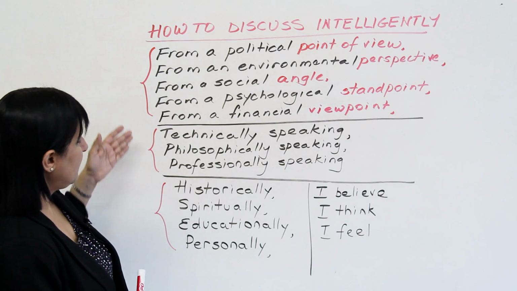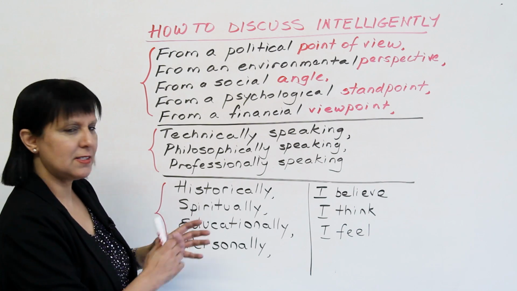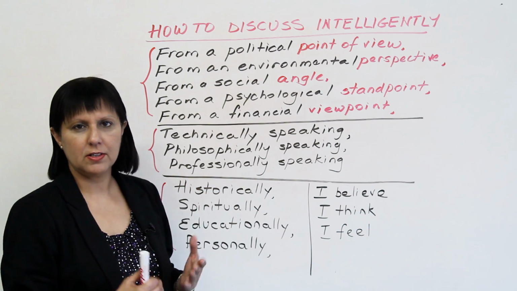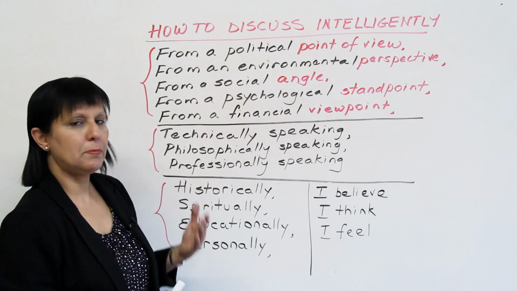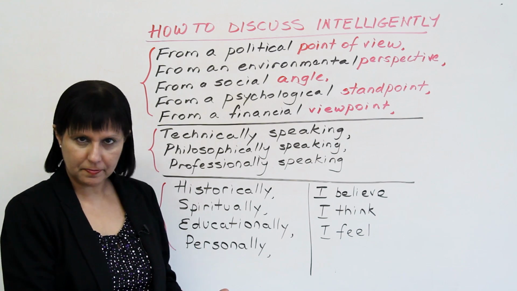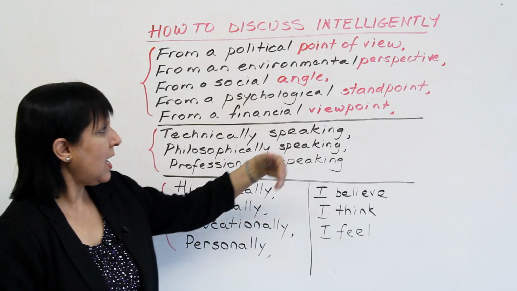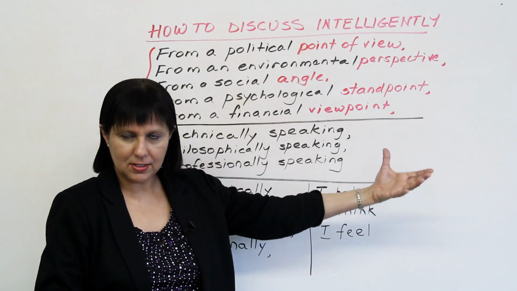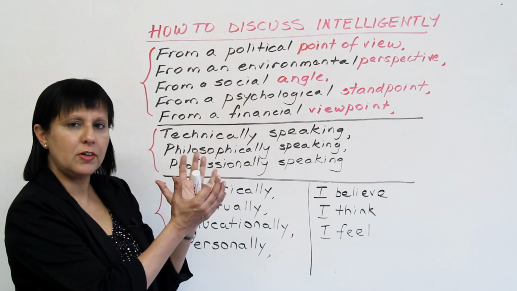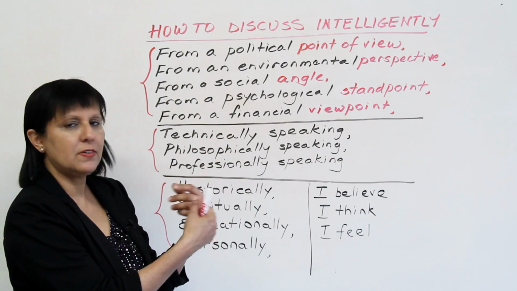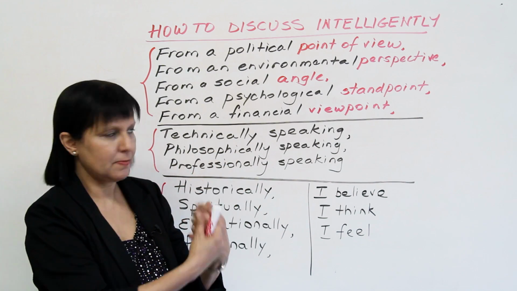Okay, so I've divided them into three areas because they're slightly different in terms of the way they're structured. The first one is like this. From a political point of view, okay, what I'm giving you here is just the introduction. After this comma, you need to say whatever your opinion is. But this is to give it a context and to tell your listener that you're going to talk about the political side, the politics of it, okay?